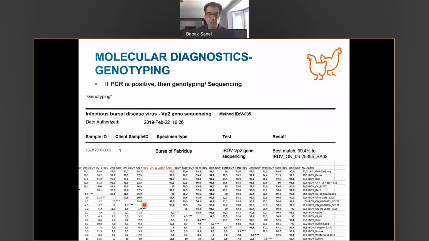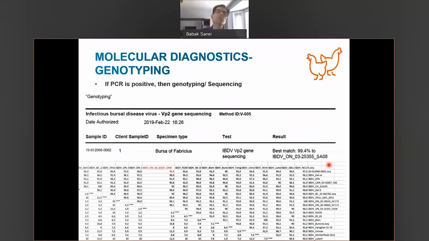When you send it for molecular, they give you a very big table. I don't want you to bog down in it because it becomes very confusing. I want you, as a producer, to rely on your veterinarian to interpret this result. But what it gives you is the name of the virus. For example, it says it's a SAO8.